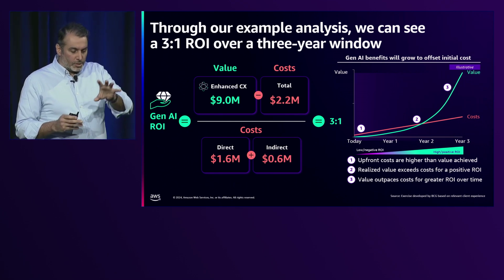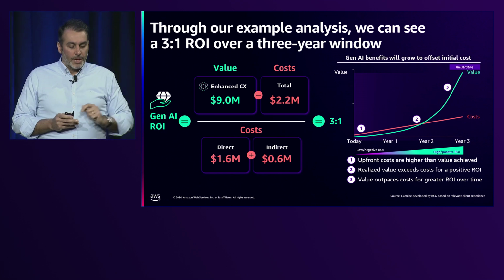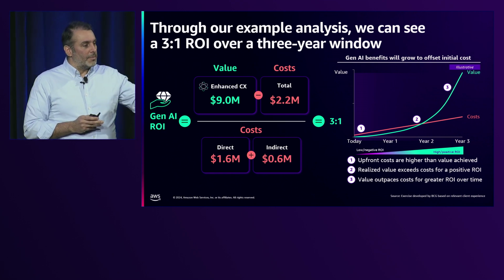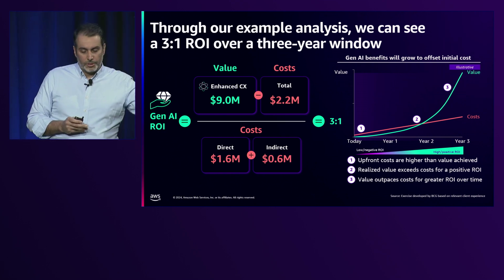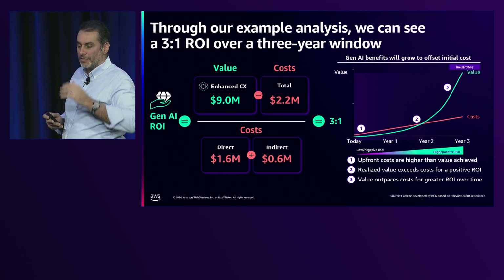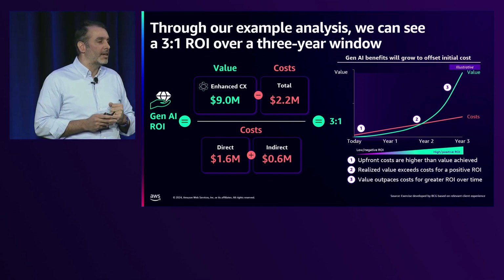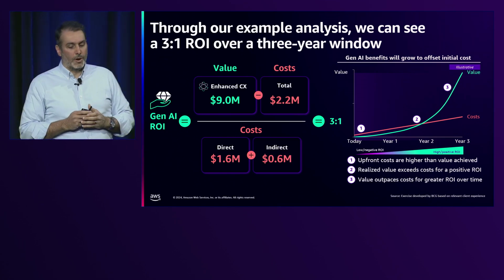And when you look at that, you can see the equation here, right? It's the 9 million, which is the revenue uplift. You deduct the cost, 2.2 million, and divide by the 2.2 million, the cost again. So you've got a 3-to-1 ratio around the ROI.